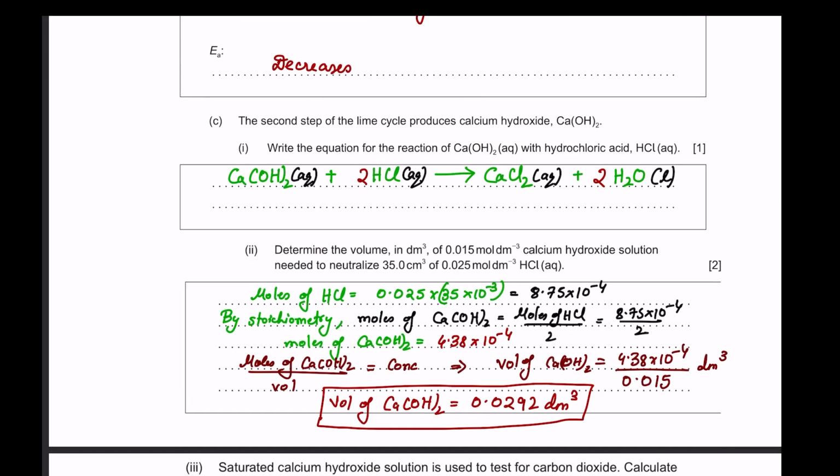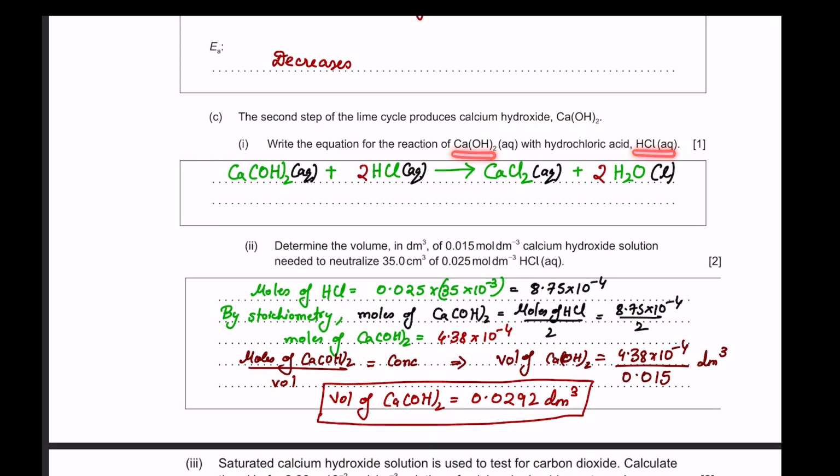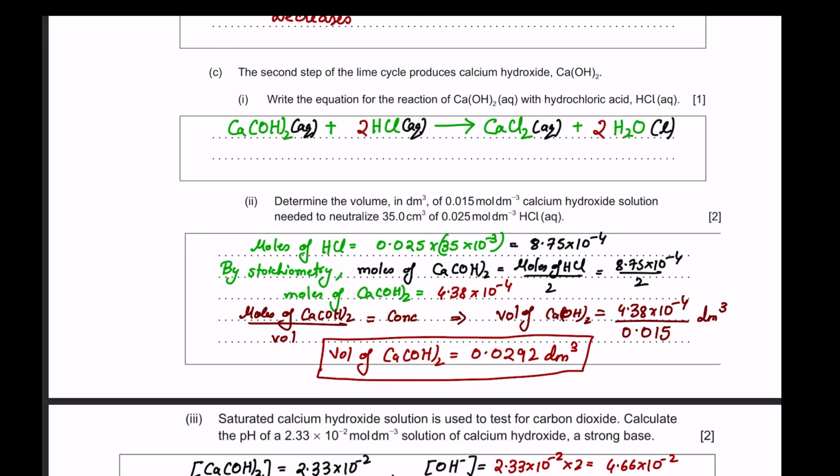Now let's go to part C. The second step of the lime cycle produces calcium hydroxide, that is Ca(OH)2. We need to find the reaction between calcium hydroxide and HCl. Obviously it's an acid-base reaction. This is the base, this is the acid. So our products would be salt and water. This is salt, this is water. So Ca(OH)2 plus HCl gives us CaCl2 and H2O. Now we have to balance it. On balancing, you would see that there would be 2 in front of HCl and 2 in front of H2O. And that's all about it.